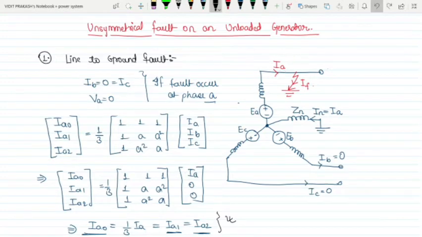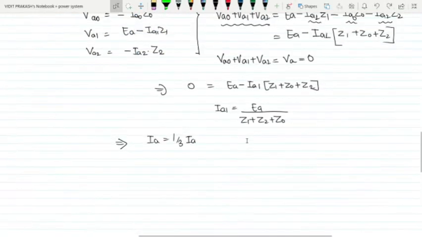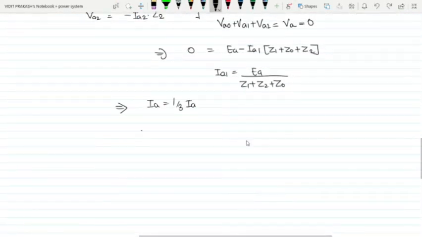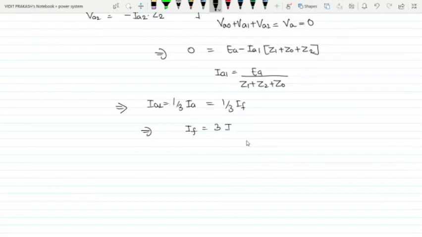Sorry, this is IA1. IA1 is equal to 1 by 3 IA. So if fault occurs at phase A, this IA will be equal to IF. So we can write this as 1 by 3 IF, right? And what is IF? IF is equal to 3 into IA1, or we can write 3 into EA divided by Z1 plus Z2 plus Z0.